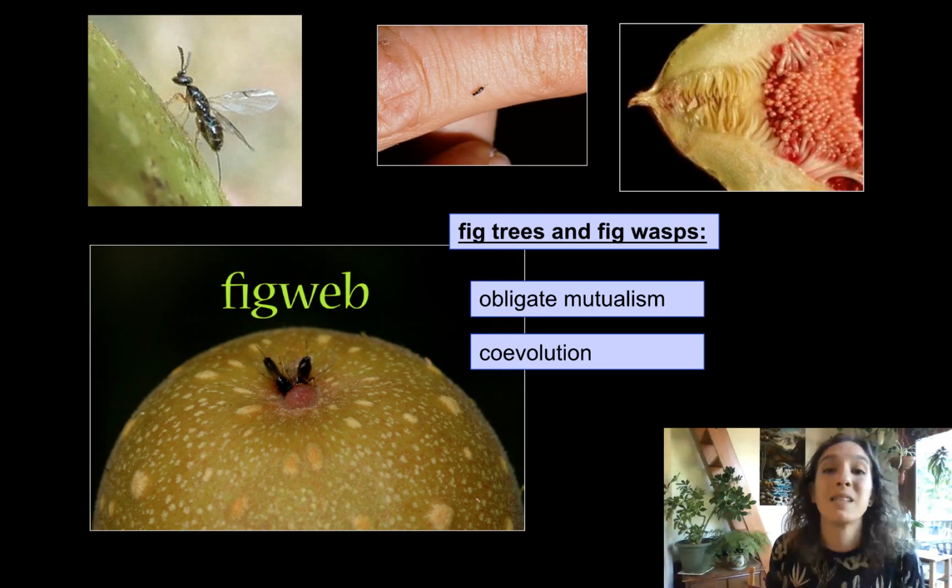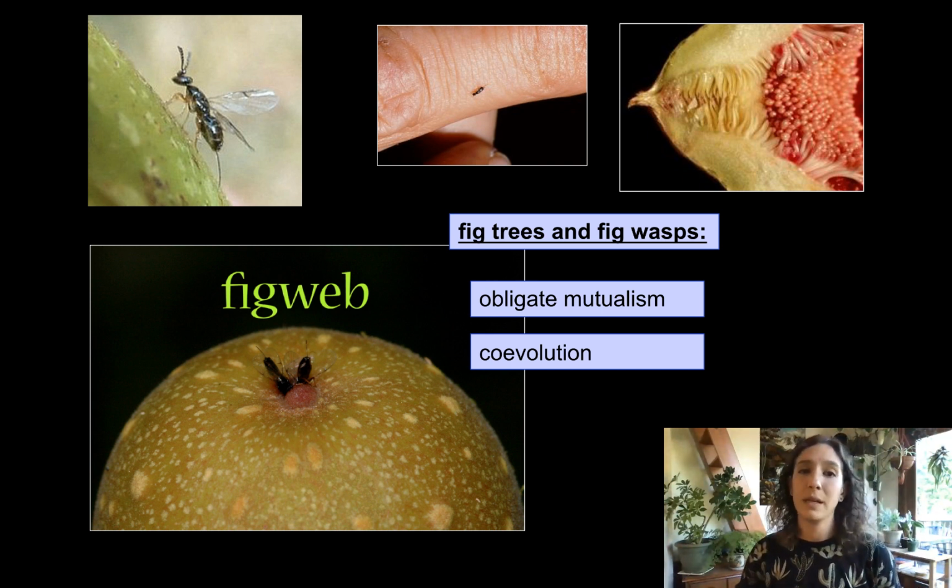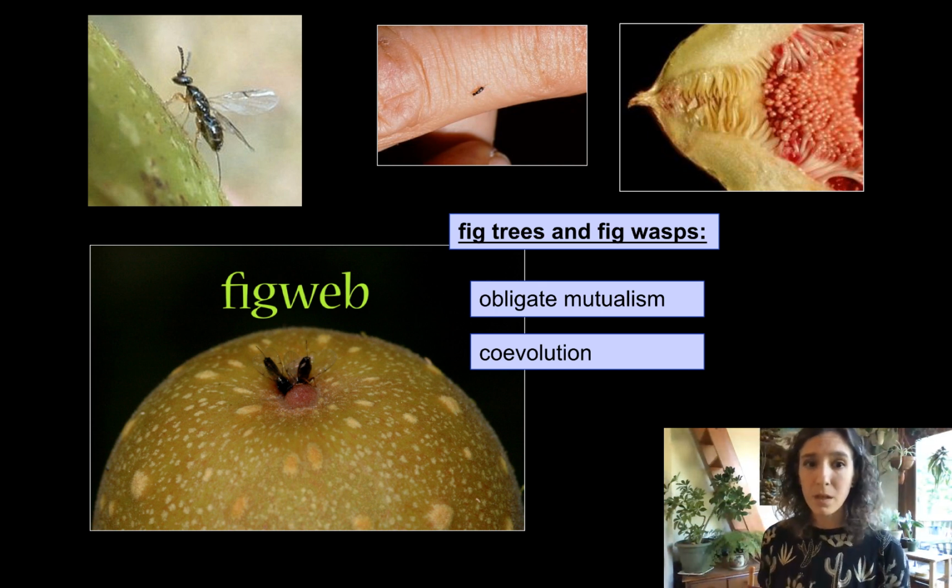This is what fig wasps actually look like. They are very tiny. You would not be able to distinguish between most of these 800 or so fig wasp species as a novice because they're so small and so very similar looking. But if you're interested in this, there's a whole website called FigWeb on this.